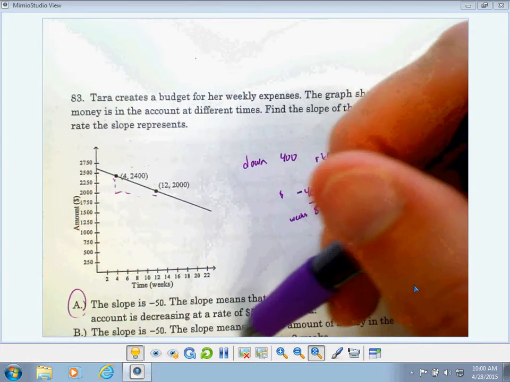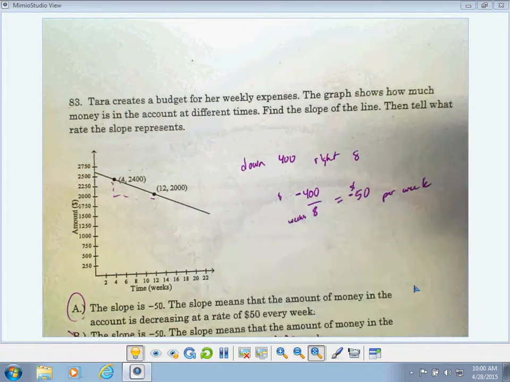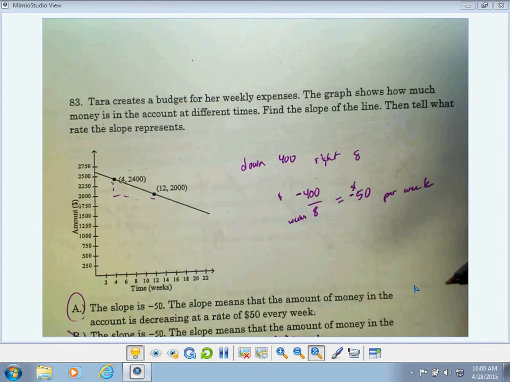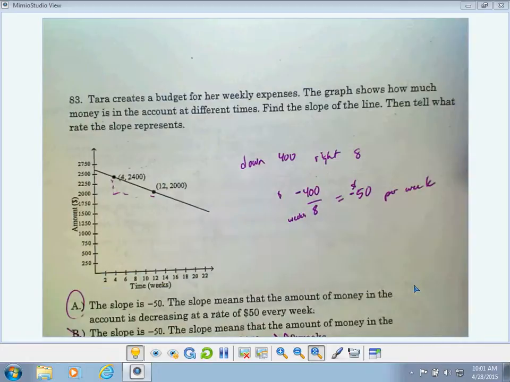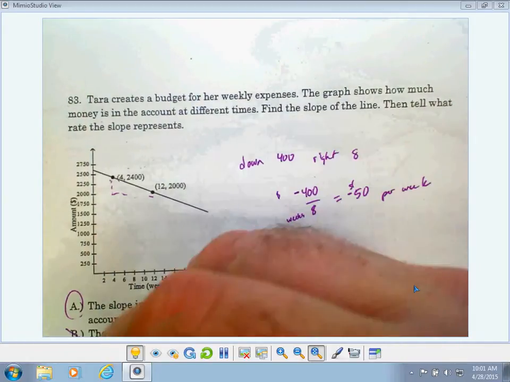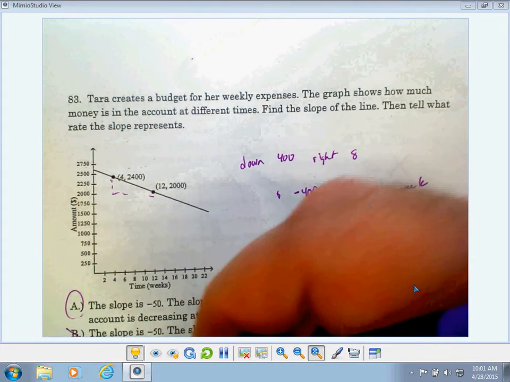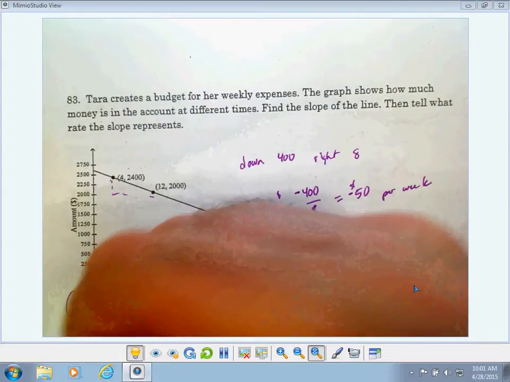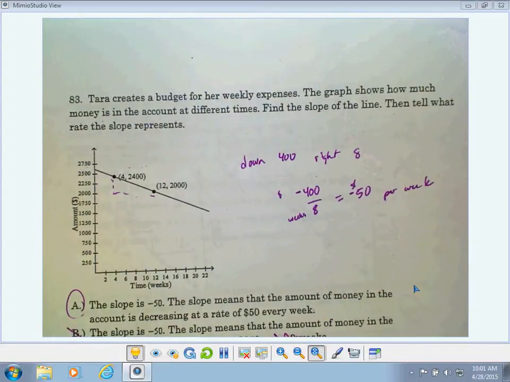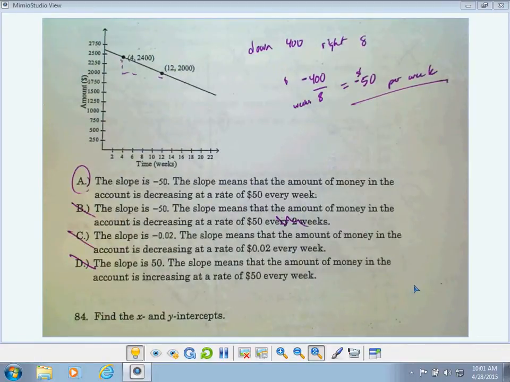Okay, so why would it be every 2 weeks? We did it per week. So no good, not every 2 weeks. The slope is negative 0.02. The slope is 50. Well, again, it was negative 50. Look at this thing, it's going down, right? The slope means the amount of money in the account is increasing at 50. Definitely not, it's going down. So it is A. If we read through all of those, none of them make any sense except for A. But if you calculate the slope, that's exactly what you find out, that it's losing $50 per week.